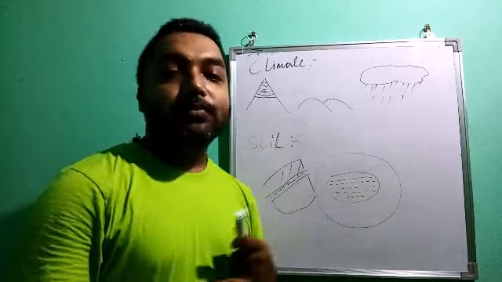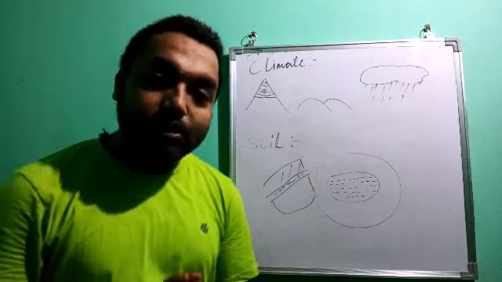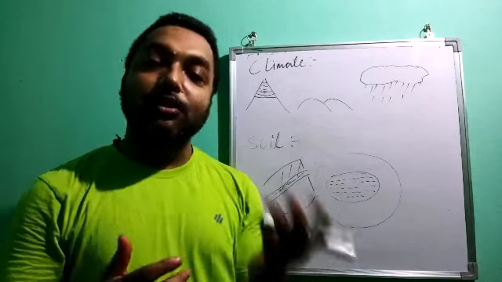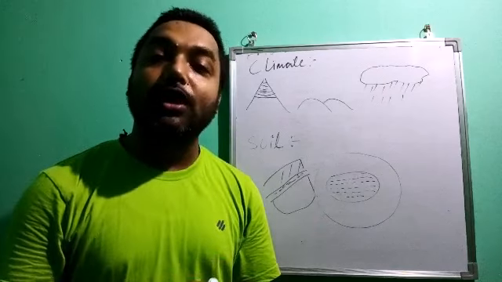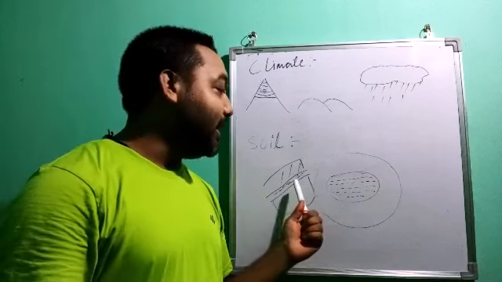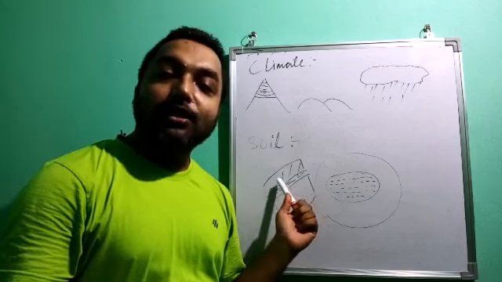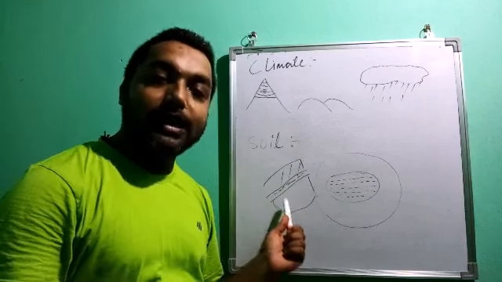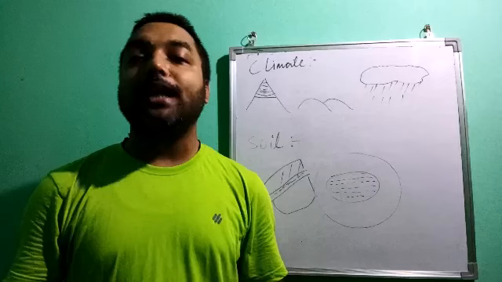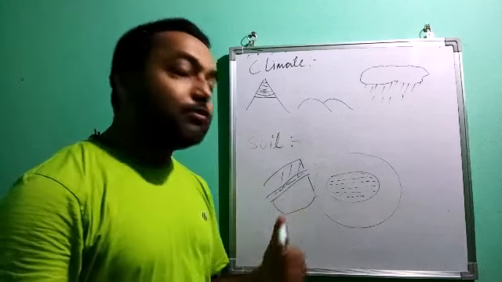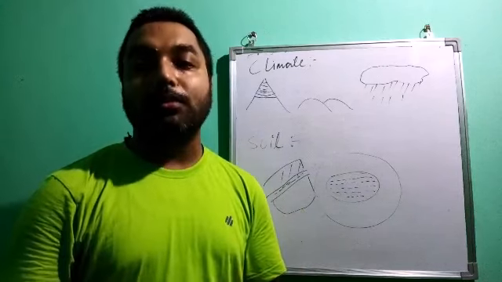Next is soil. The type of soil that is found in a particular area will determine whether that particular area is good for cultivation or not. For example, the area beside a river, where the river is flowing, will have alluvial type of soil, and this alluvial soil is very good for cultivation of crops, agriculture.